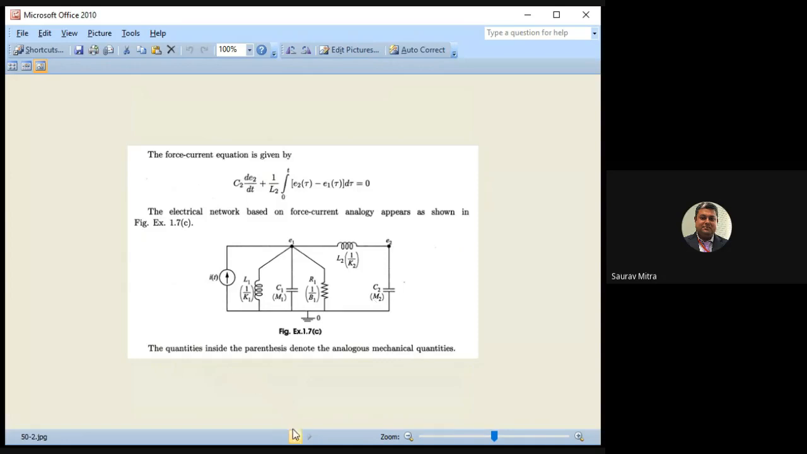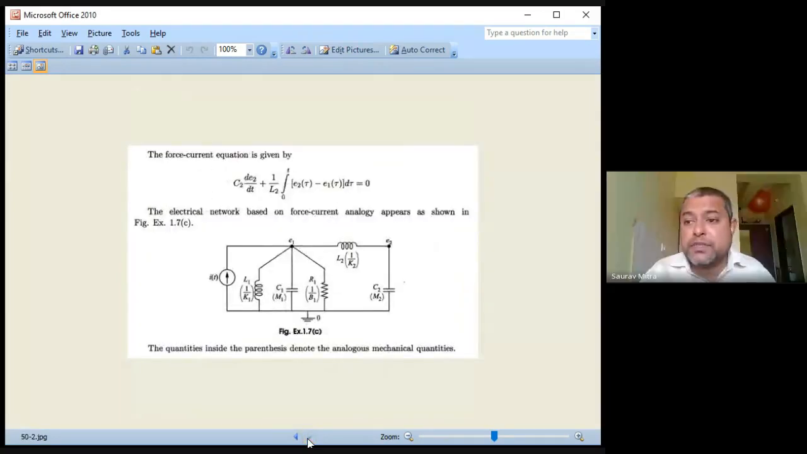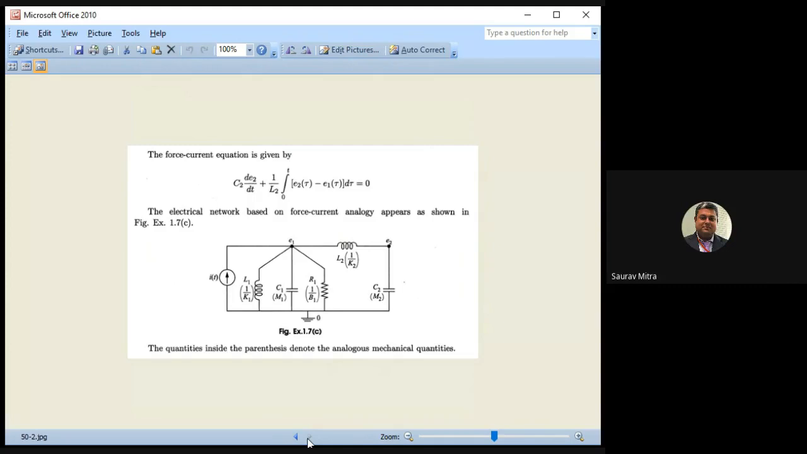But the problem in this case is they have not found the transfer function of the mechanical system. So you find the transfer function of the mechanical system. That is your first job. Then write the transfer function for the FV analogy, and lastly write down the transfer function for the FI analogy. So I will ask you these two numericals.